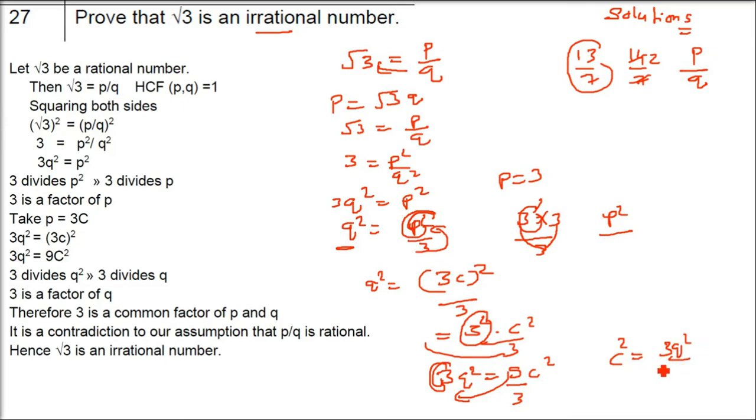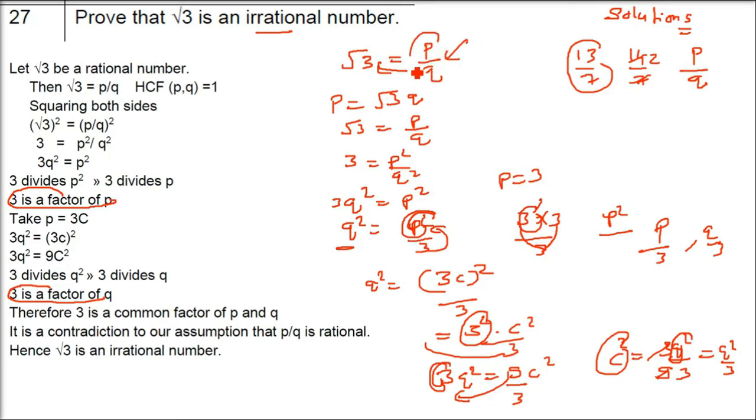So again the same concept: q is also divisible by 3. That is, 3 is a factor of q also. Previously we proved 3 is a factor of p, and now we proved that 3 is a factor of q also. So p has a factor of 3, q also has a factor of 3. That means the co-prime assumption was wrong. We started by saying it's a rational number with p and q co-prime, but we proved that 3 is a factor of both p and q. So our assumption is failing here, and our assumption was wrong. Root 3 is indeed an irrational number.